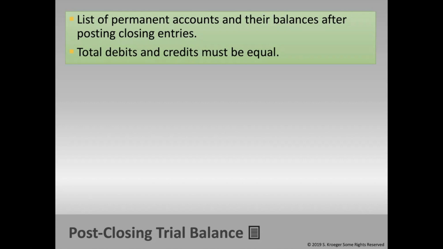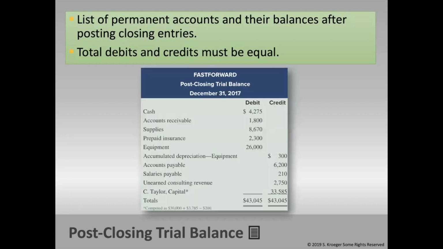Because of this, the trial balance is shorter than the rest. As a reminder, the debit and credit columns need to equal. If they don't, then you know you made a mistake during the closing entry process. Here is an example from the textbook that shows what the post-closing trial balance will look like.